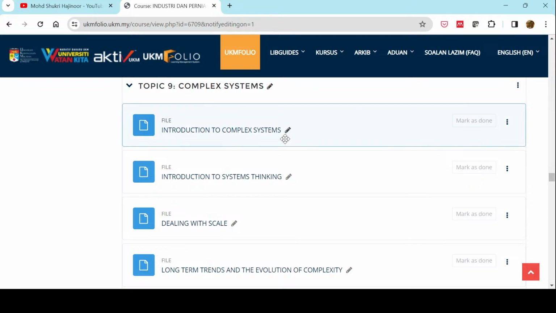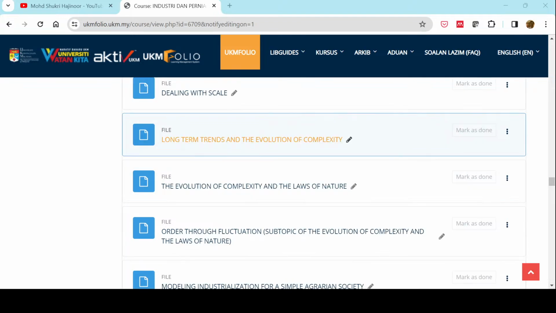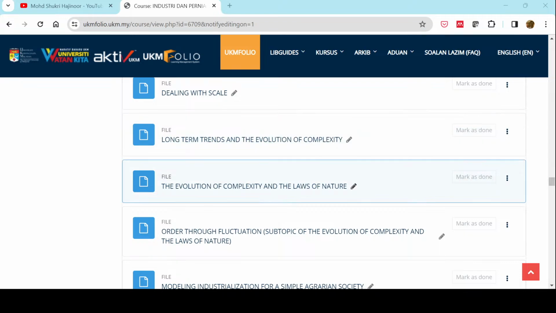In this introduction, we have notes here that deal with the terminology and the concepts of complex system. And from here, we have the foundation of how the origins and the basics for complex system studies come from.